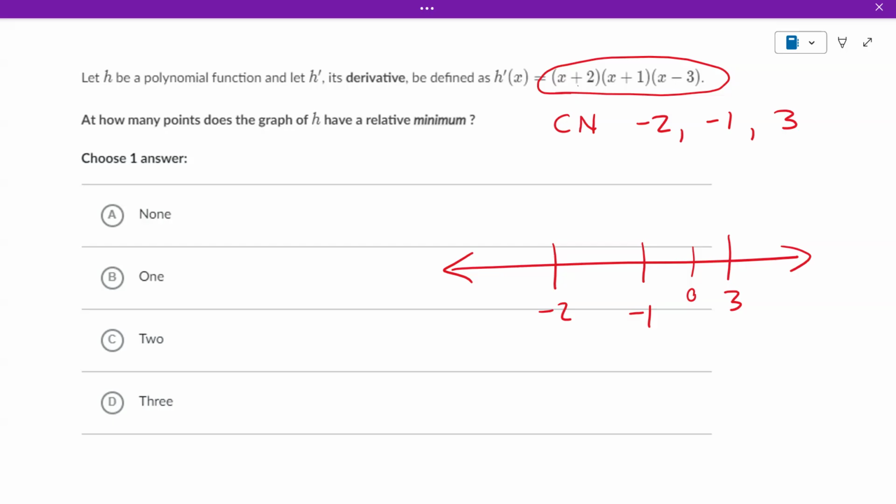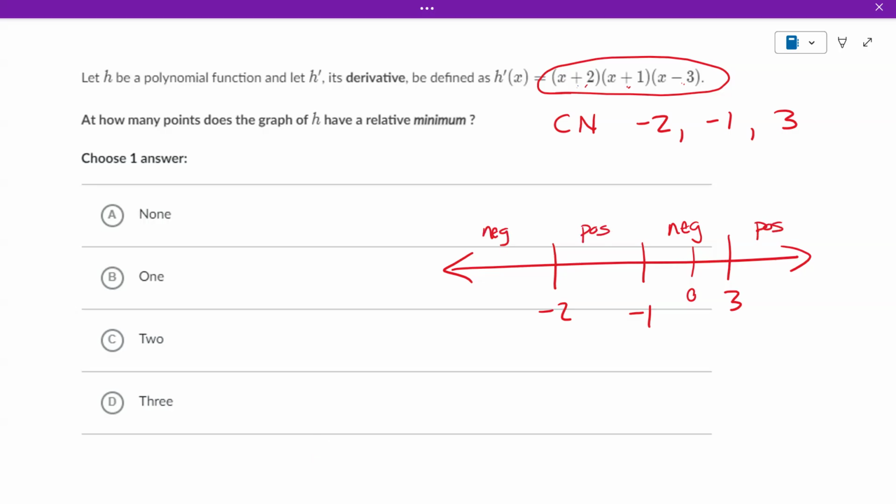Do any of them have a multiplicity of more than 1? No, they're each 1. So they should change each time. The easiest number to check is 0, right? If we check the 0, this is positive, this is positive, this is negative. What's a positive times a negative? So it'll be negative here. The slope will be positive here. It'll be positive here. And it'll be negative here.